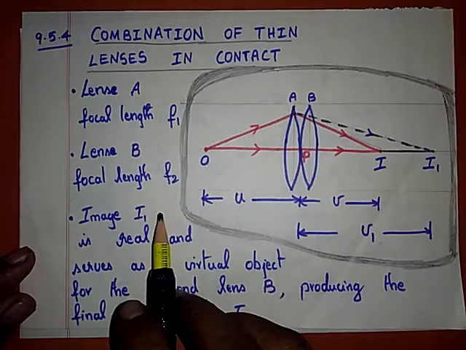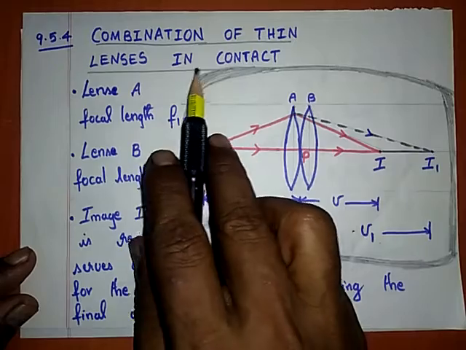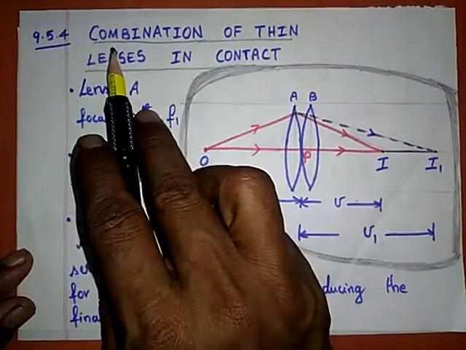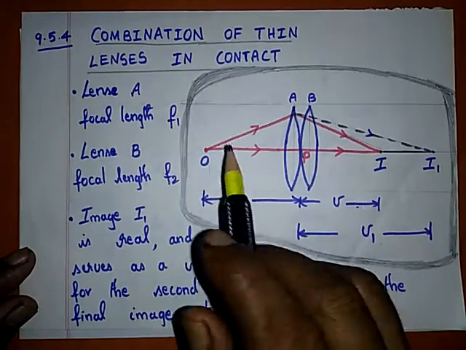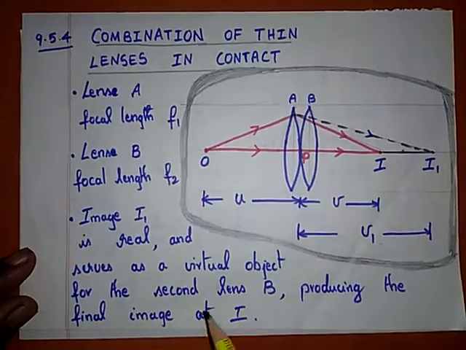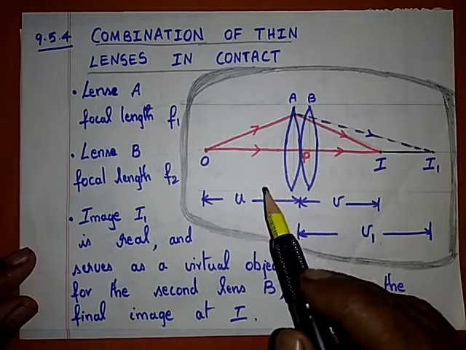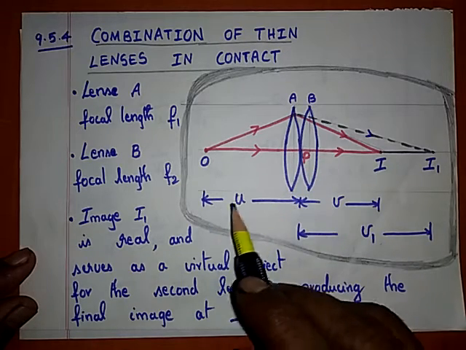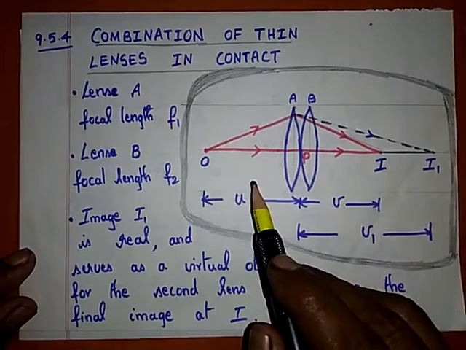Today we are going to see about combination of thin lenses in contact. This is chapter 9.5.4, 12th standard physics. So now we have considered two thin lenses, very thin lenses. They are just touching each other. You can assume the point of contact to be P.